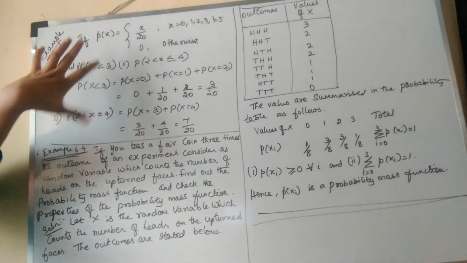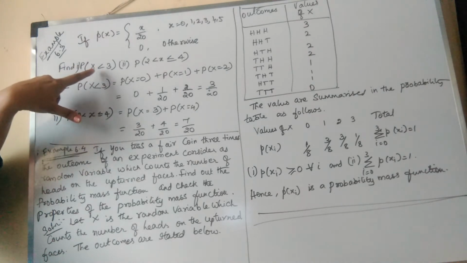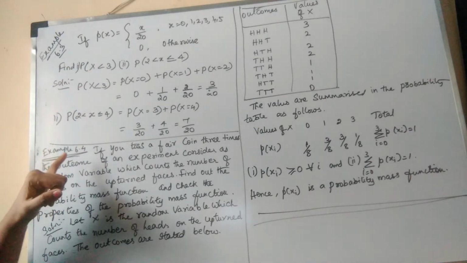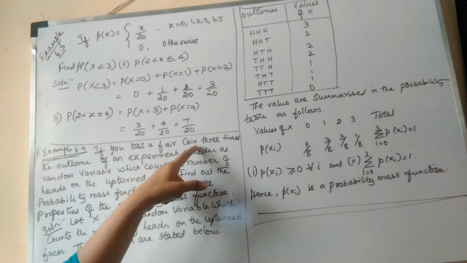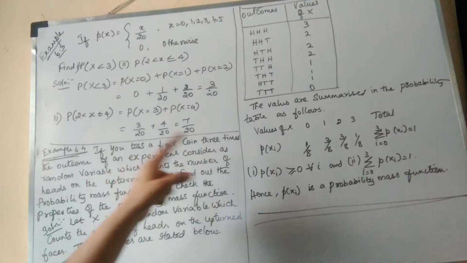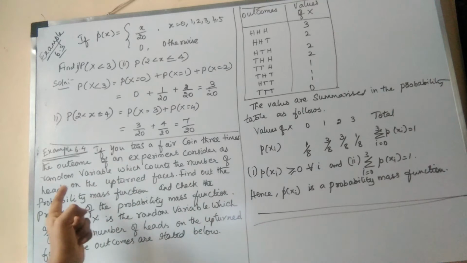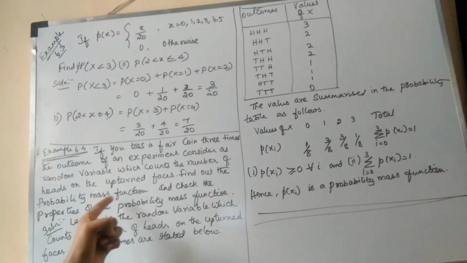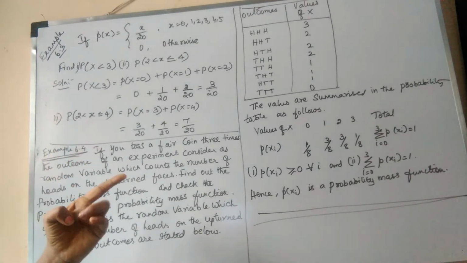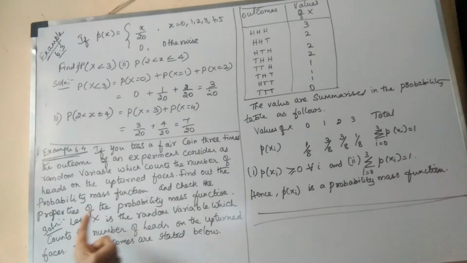Given the probability function, you need to find the given values. See the next example, 6.4. You need to form the probability function. If you toss 3 coins, or a coin 3 times, consider the random variable which counts the number of heads on the upturned faces. Find out the probability mass function. We have done this example before, is it not? The random variable for the example you have done, and check the properties of probability mass function.